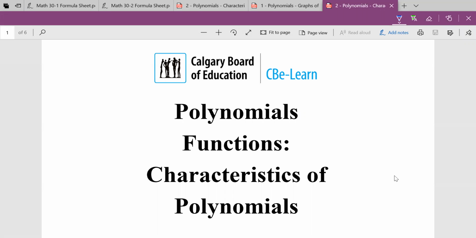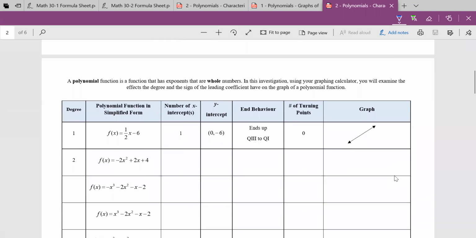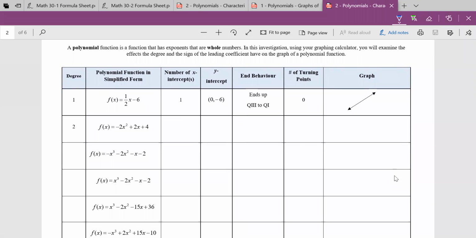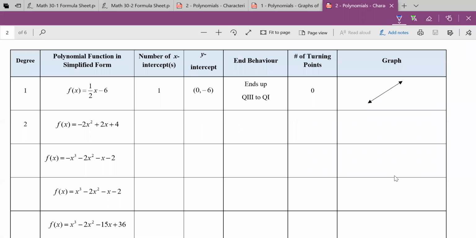This one's about the characteristics of polynomial functions. So what we're trying to do in this lesson is make some links between the equation and what the graph will look like. Let's see how this goes. Now, make sure you've got your graphing calculator because you need to do this along with me.